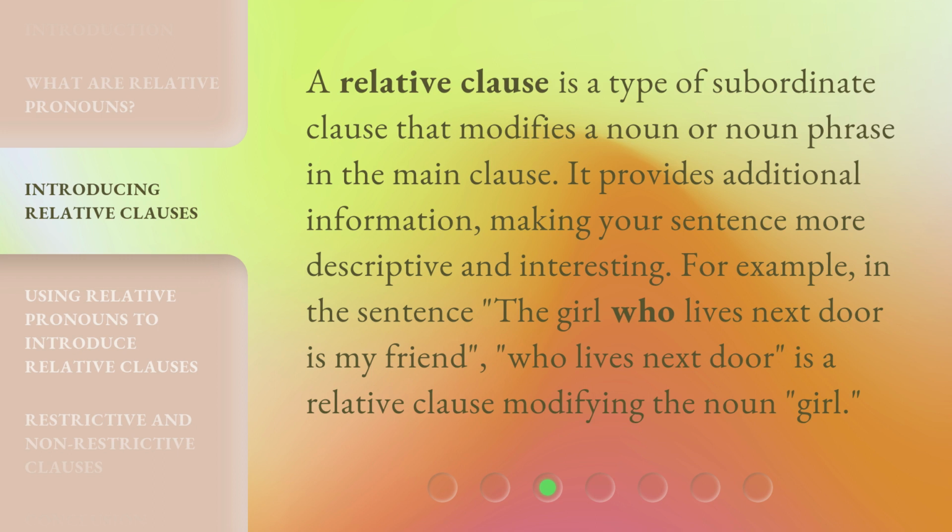A relative clause is a type of subordinate clause that modifies a noun or noun phrase in the main clause. It provides additional information, making your sentence more descriptive and interesting. For example, in the sentence, "The girl who lives next door is my friend," "who lives next door" is a relative clause modifying the noun, girl.